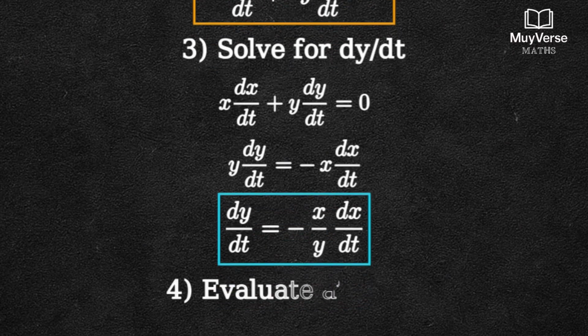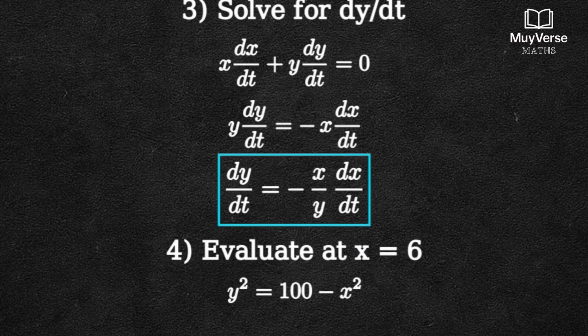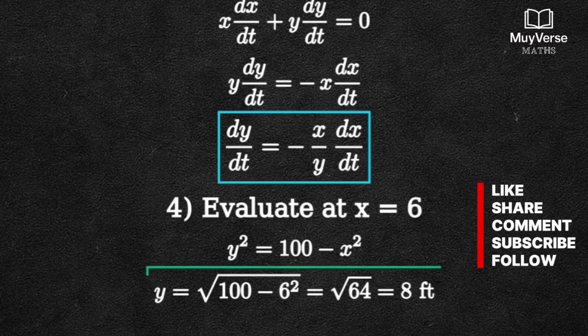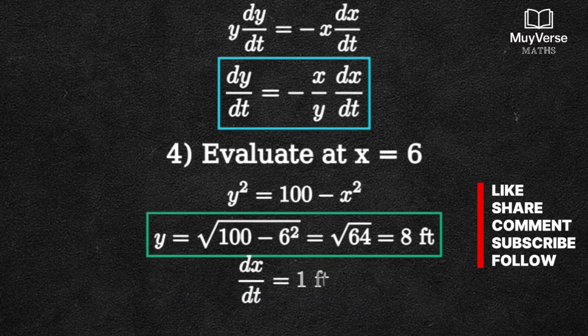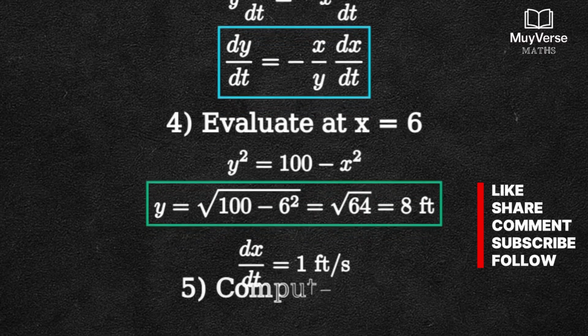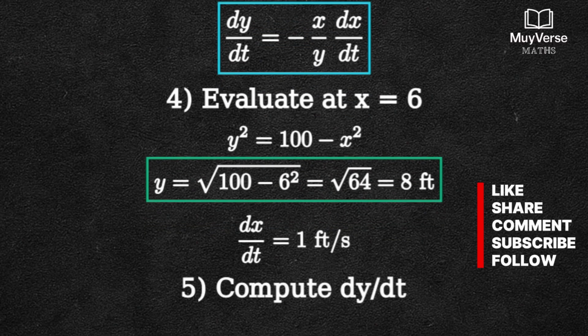Step 4. Plug in the known values, but first compute y at x equals 6. From the relation, y squared equals 100 minus x squared. Plug in x equals 6 to get y equals 8 feet. We also use dx by dt equals 1 foot per second. Step 5. Substitute and compute the rate.